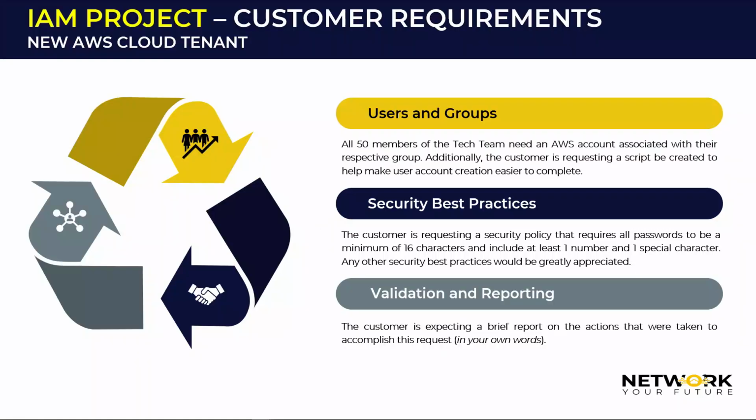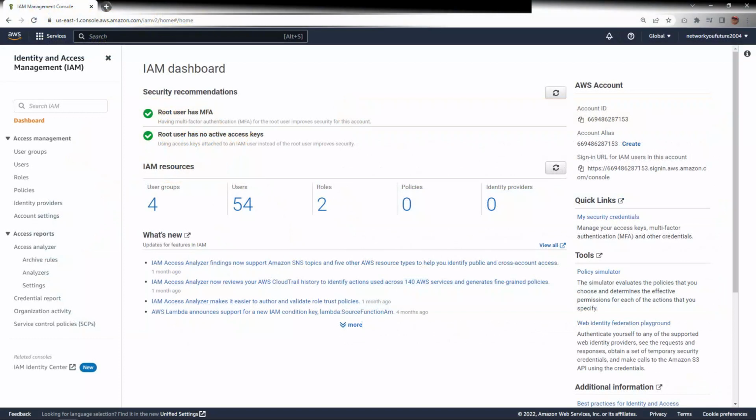The customer is requesting a security policy that requires all passwords to be a minimum of 16 characters and include at least one number and one special character. To accomplish this, let's go ahead and get signed into the AWS console. Once signed into the console, navigate to the IAM dashboard. From there, let's go ahead and click on Account Settings.